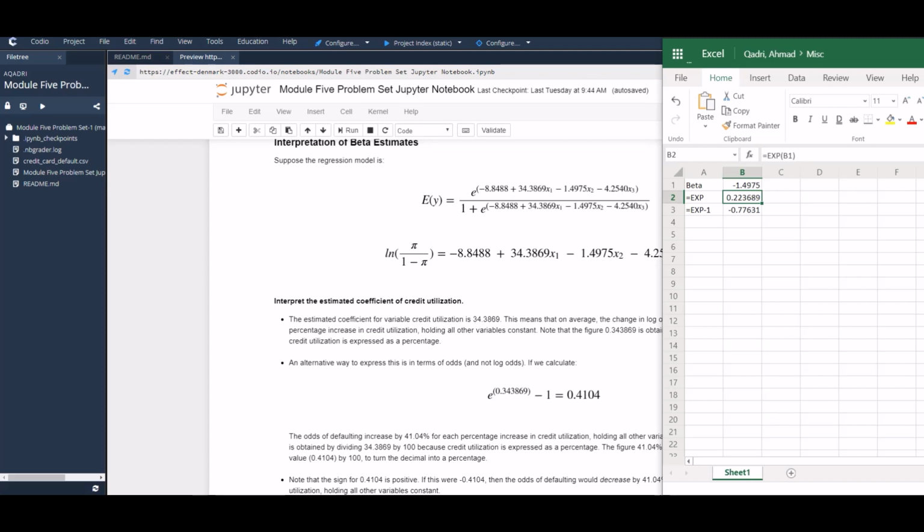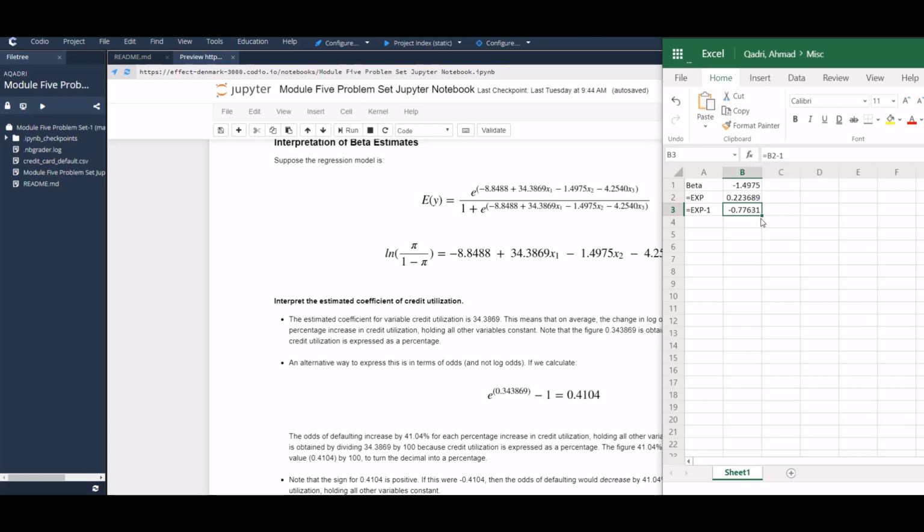So the exponent part here would be calculated using this formula, exp. Exp of the value in cell B1, which is minus 1.4975, is 0.223689. And then when you subtract 1 from it, you get minus 0.77631. So now this is very simple. We will say that the odds of defaulting decrease by 77.6% for each unit increase in x2.